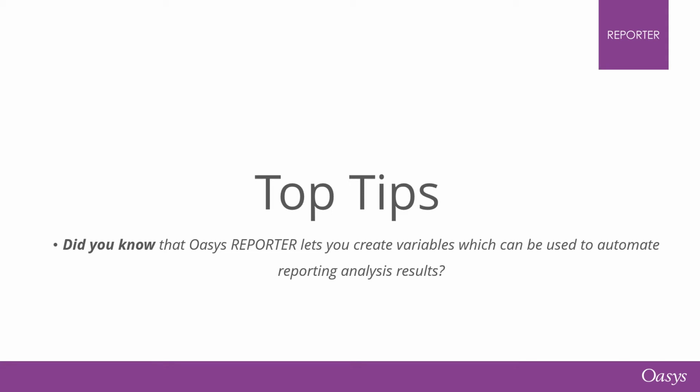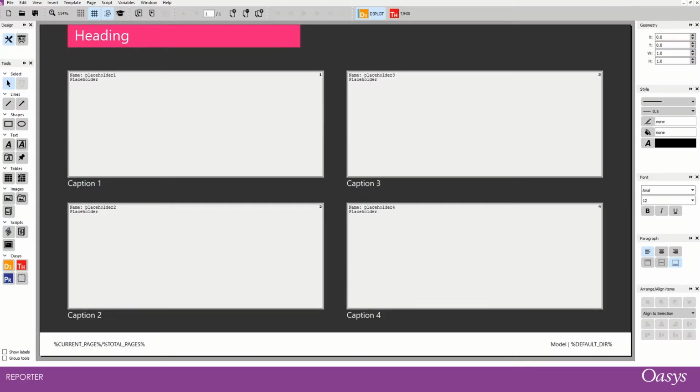Did you know that Oasys Reporter lets you create variables which can be used to automate reporting analysis results? Variables are essentially placeholders for values that can be used within Oasys Reporter. The value could be a number, for example, the termination time of a model, or a string such as the path to model keyword. Variables can be referenced anywhere within Reporter by using the variable name surrounded by percentage symbols.